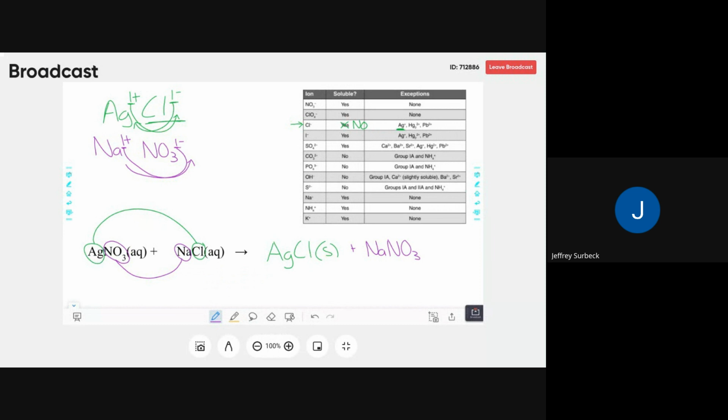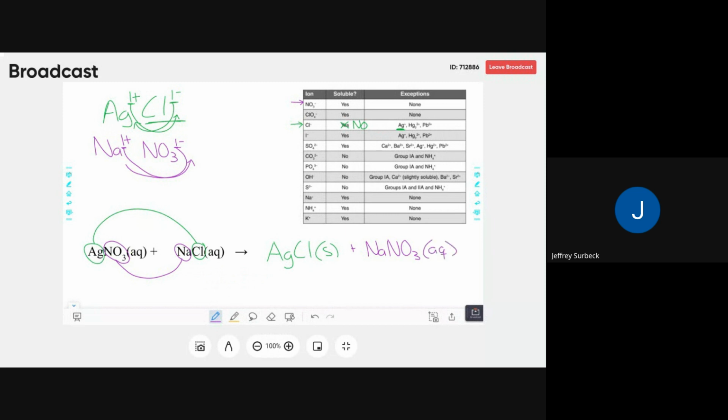Now, the key thing here is this. We take a look and we want to figure out, hey, is it solid, liquid, gas, or AQ? And so we start with our negative ion, which is NO3. NO3 is right at the top. Now, if it's soluble, it's AQ. Are there any exceptions here? Okay, so yes, it's soluble, meaning yes, it is AQ. All right.